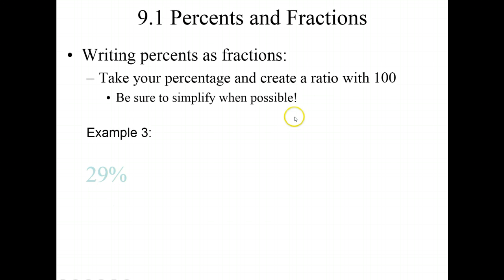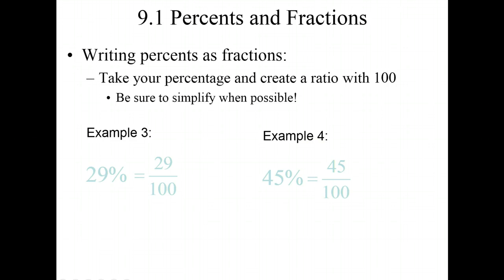So let's try it out. 29%, you go for it. Go ahead and write this as a fraction. Hopefully you got 29 out of 100. Let's try another one. 45%. Well, hopefully you got 45 out of 100.